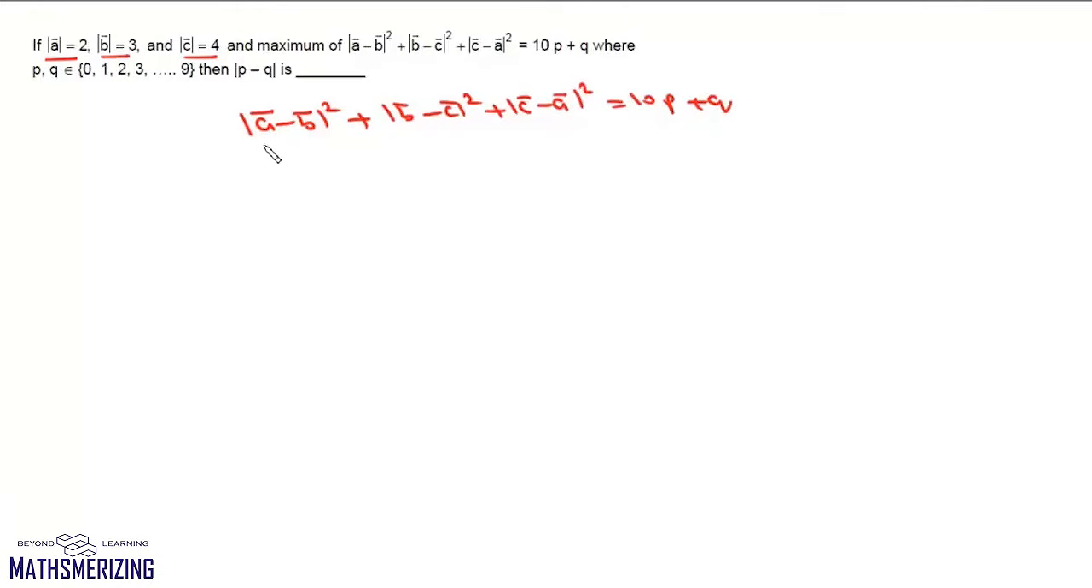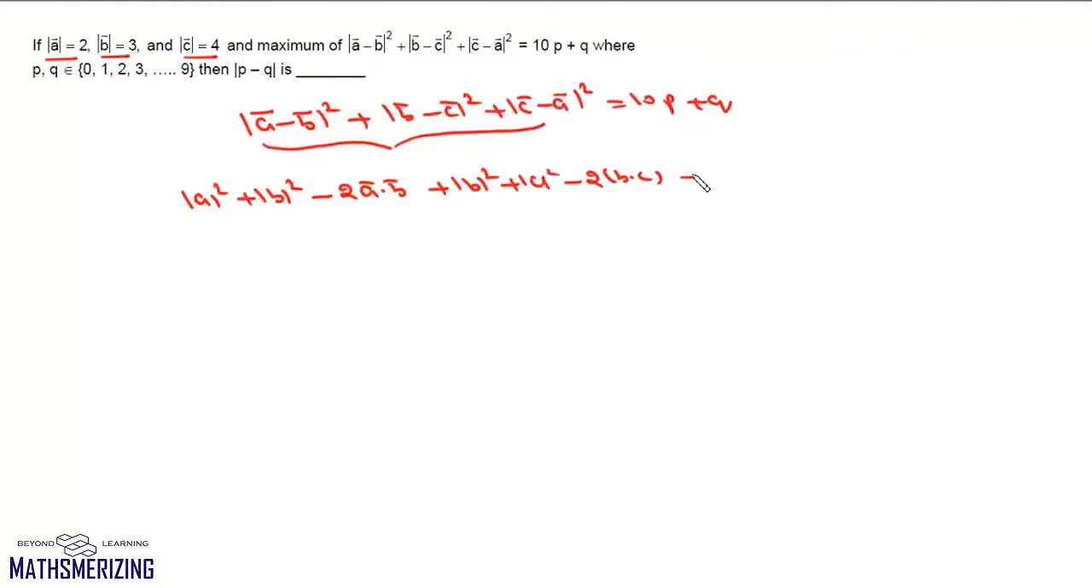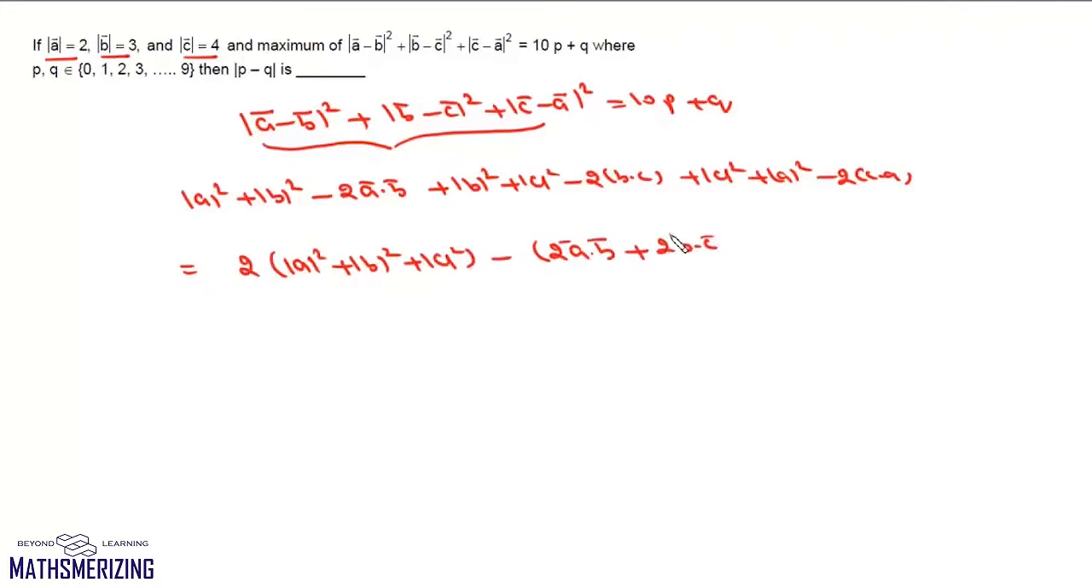Now if we look at mod of A minus B squared plus mod of B minus C squared plus mod of C minus A squared, it is mod of A squared plus mod of B squared minus 2 A dot B, plus mod of B squared plus mod of C squared minus 2 B dot C, plus mod of C squared plus mod of A squared minus 2 C dot A. Or we can write this as 2 times mod of A squared plus mod of B squared plus mod of C squared minus 2 times A dot B plus B dot C plus C dot A.